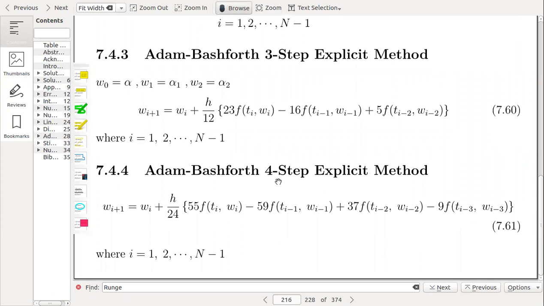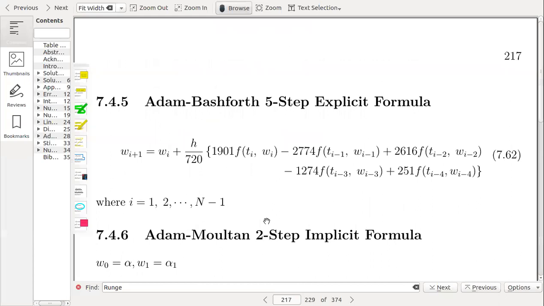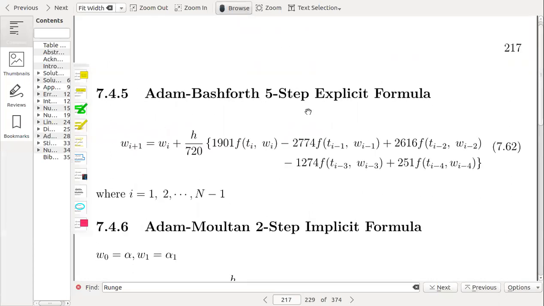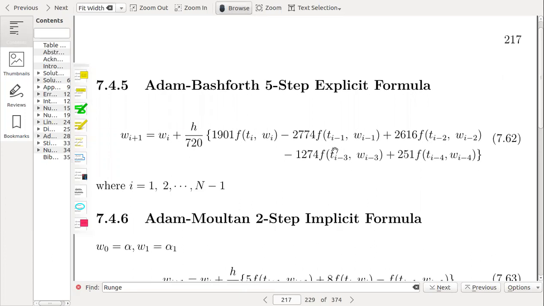And next is Adams-Bashforth four-step explicit method. So similarly, for this four step, we need four starting values. And keep in mind, these four values we can generate even by Euler's method or Runge-Kutta methods of order 4 or any other method which can solve the ordinary differential equation to find the numerical solution. And Adams-Bashforth five-step explicit method. So similarly, we need the five starting values to apply this method.